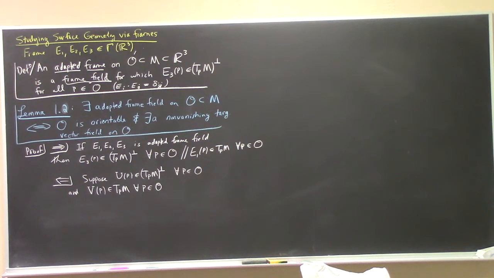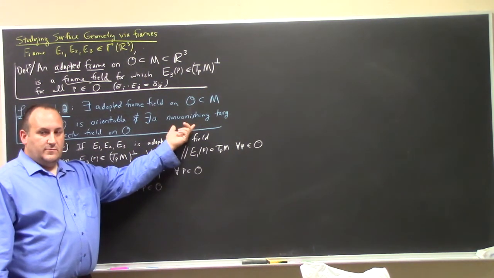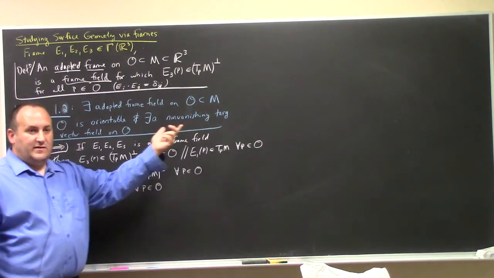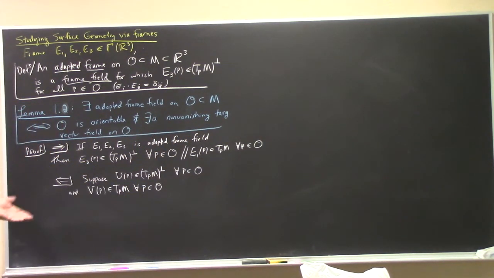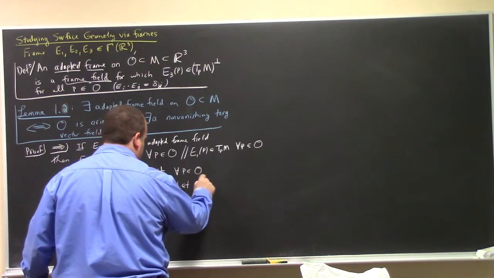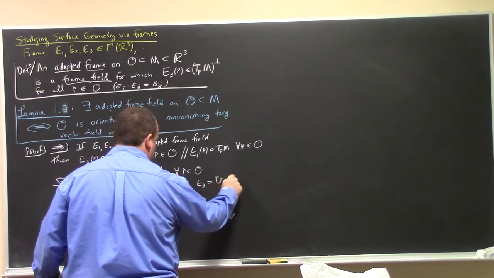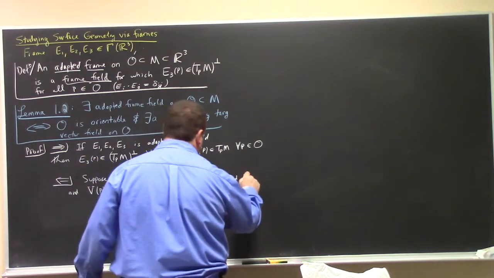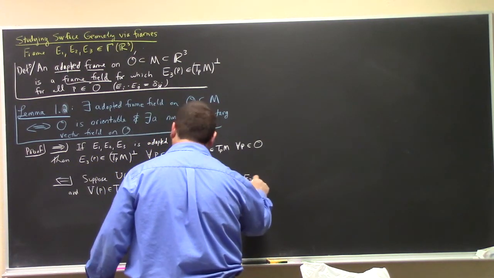So how can I make these into a frame field? We have to normalize them, right? So let me not write that down, but it's clear that you could take these, and they're non-vanishing. Since it's non-vanishing, without loss of generality, we can normalize these vector fields to have length 1. So set E3 equal to U, and E2 equal to V.